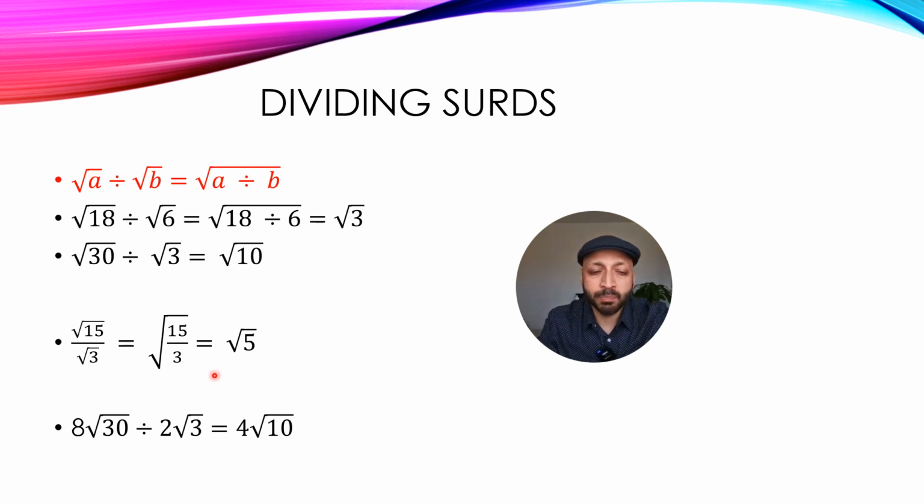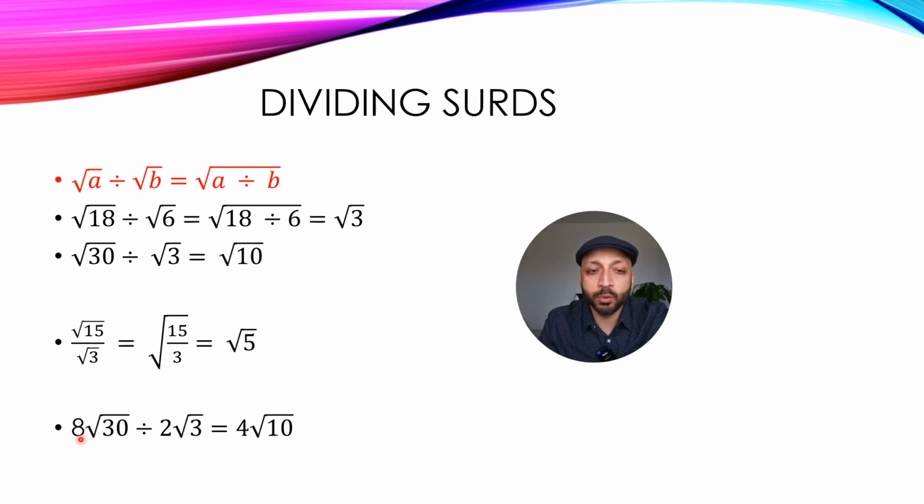And as before, you could also have questions where you have the numbers before the square root. So in this case, 8 square root of 30. Remember, these are 8 times square root of 30 divided by 2 times square root of 3. Obviously, we don't need to show the multiplication sign here; we assume there's a hidden multiplication sign.